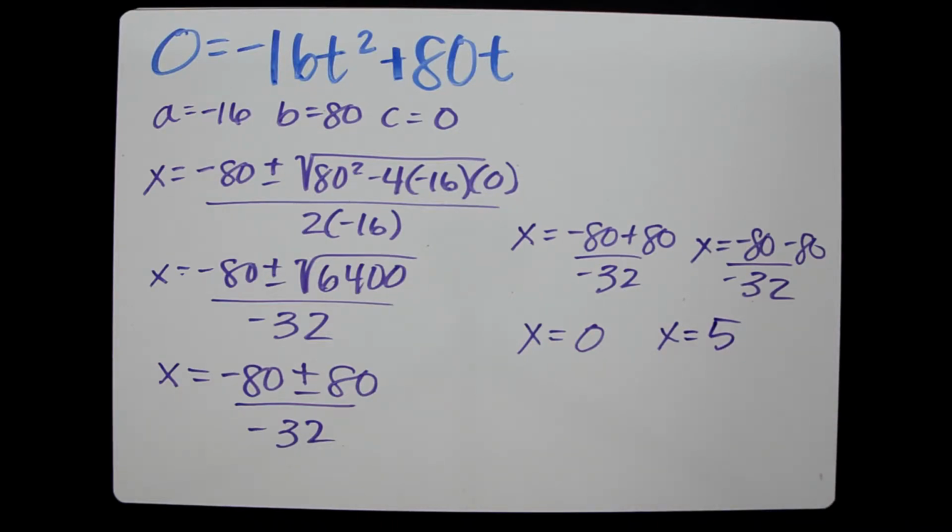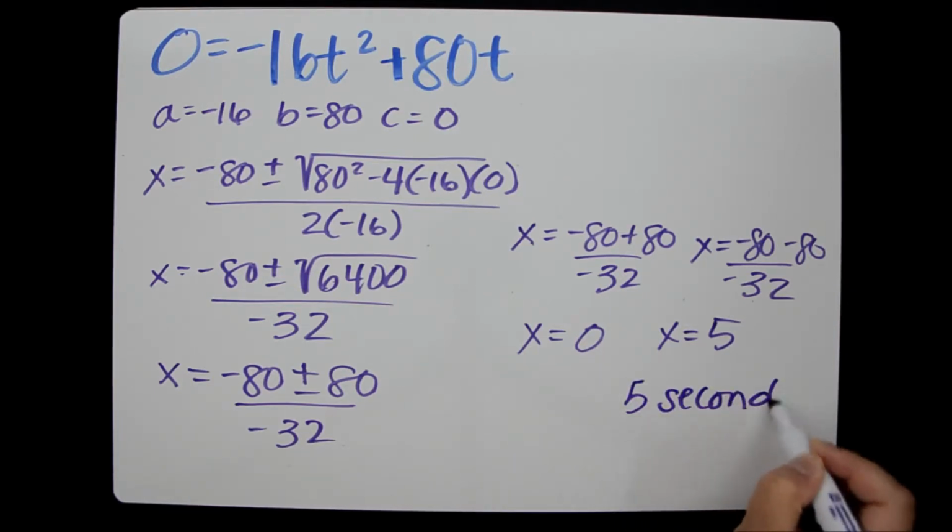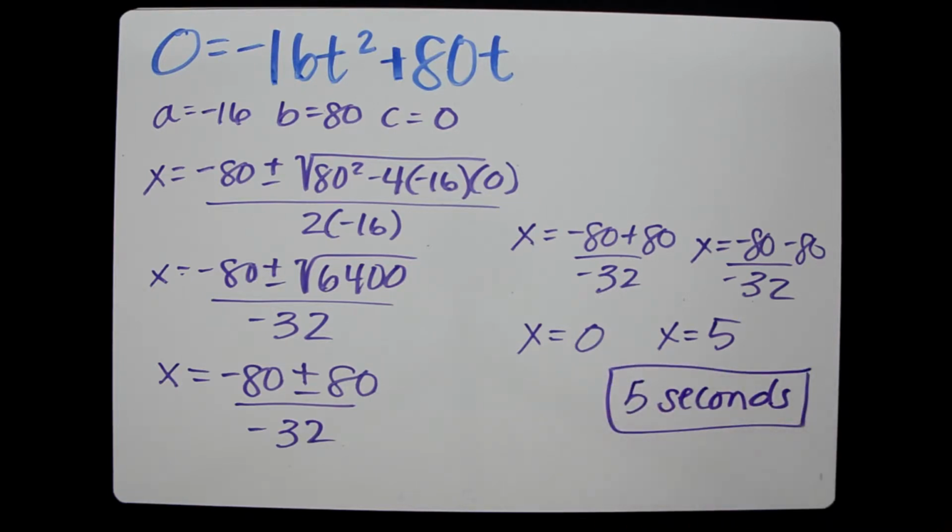It looks like we have two solutions, but if we understand the application, the 0 represents what time the golf ball started, and the 5 would represent the time that it landed. So our answer to the question would be 5 seconds.